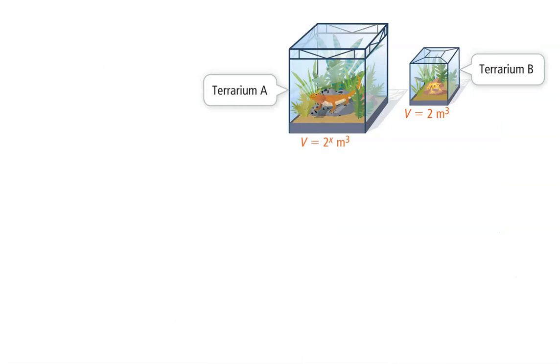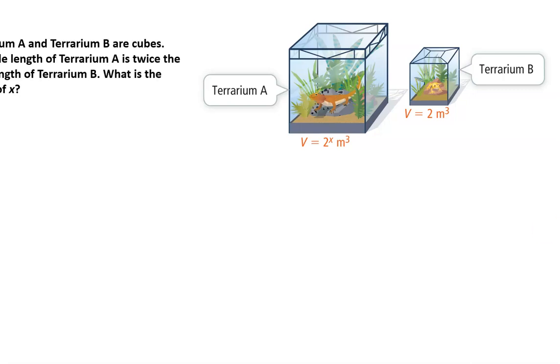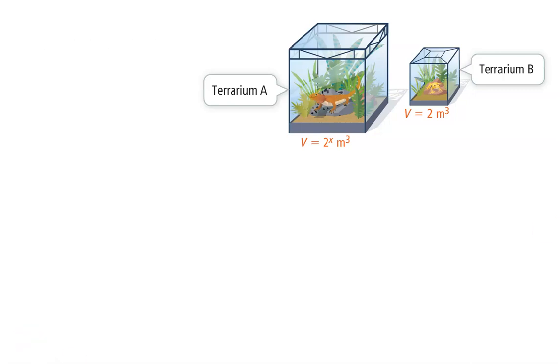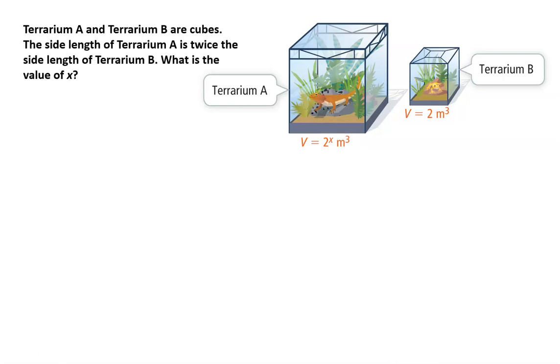Now we have two terrariums. The volume of terrarium A is 2 to the x cubic meters. The volume of terrarium B is 2 cubic meters. Terrarium A and terrarium B are cubes. The side length of terrarium A is twice the side length of terrarium B. So what is the value of x?